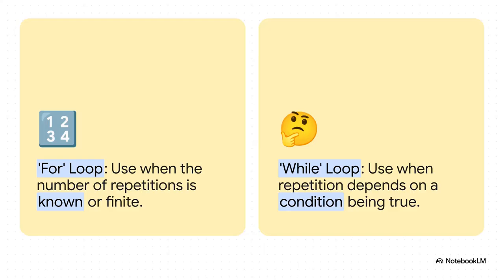Now, Python gives us two main tools for the job, the for loop and the while loop. The way to choose between them is actually pretty simple. You use a for loop when you know exactly how many times you want to do something, like print this message 5 times. You use a while loop when the repetition depends on some condition, like keep asking for the password as long as it's incorrect.